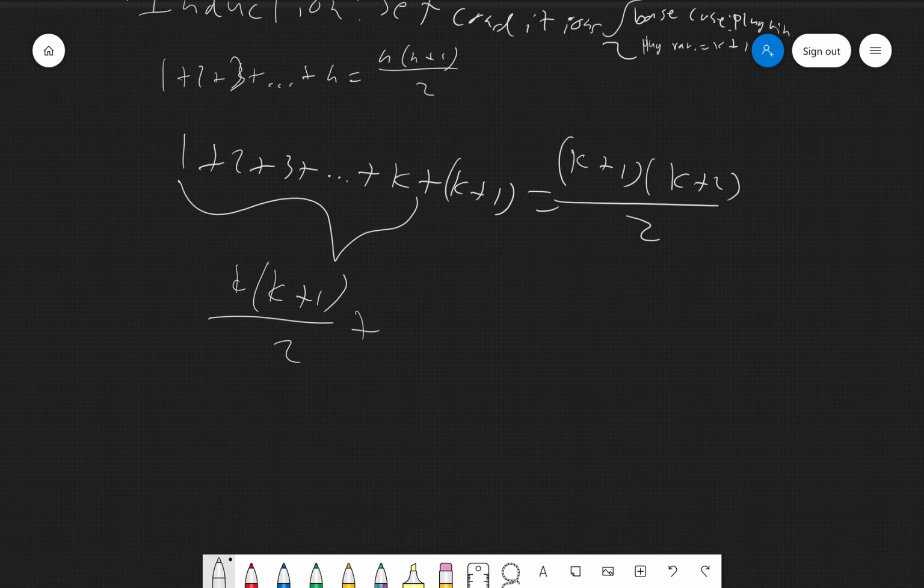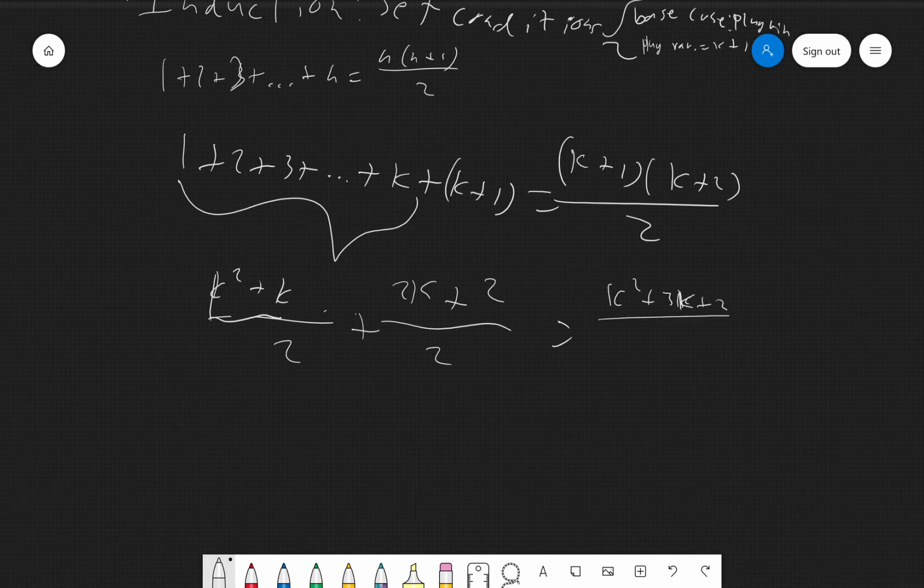You can find a common denominator, you get 2k. Actually, I'm going to expand this first. So you expand that, and k times k plus 1 is k squared plus k. And then we find a common denominator, we get 2k plus 2, sorry, over 2. And that's equal to, you expand that, you get k squared plus 3k plus 2.